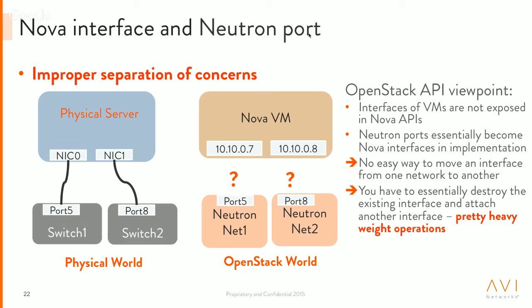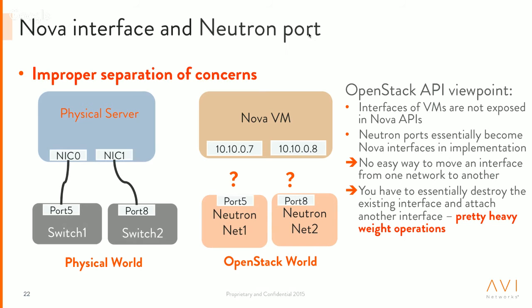Unfortunately, on the OpenStack side, we don't have that kind of mapping from the interfaces and links you have in the physical world to something in the OpenStack APIs, in the resource model I'm talking about. Internally, the implementation tries to do something, but I'm mainly talking about the API perspective. From the Nova VMs, you have IP addresses directly saying this VM has this IP address. On the Neutron side, you have ports, but there is not much you can know about connectivity, or API ways to distinguish it the way you do in the physical world. The interfaces of VMs are not exposed in Nova APIs, and Neutron ports essentially become the Nova interfaces in the implementation.